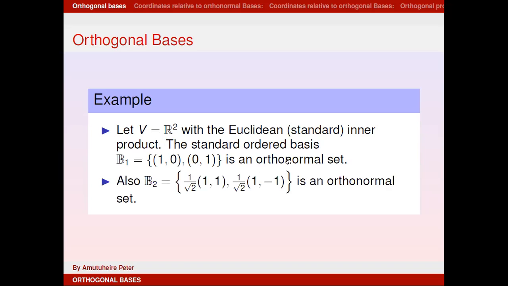So we can see that this basis B2, which is (1 over root 2)(1, 1) and (1 over root 2)(1, -1), is also an orthonormal set. How do we check? We check that the norm of this vector is 1, and the norm of this vector is 1. So it means it's orthonormal. Likewise, here we check the norm is 1. So here we have an example of a basis which is orthonormal.